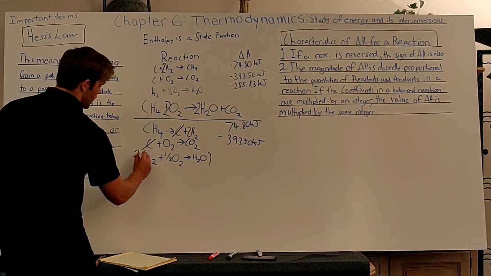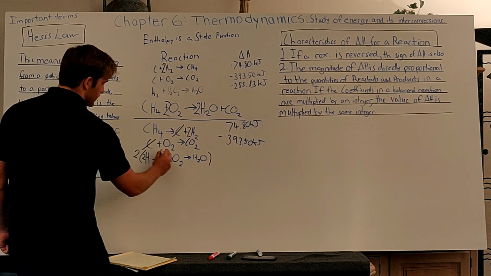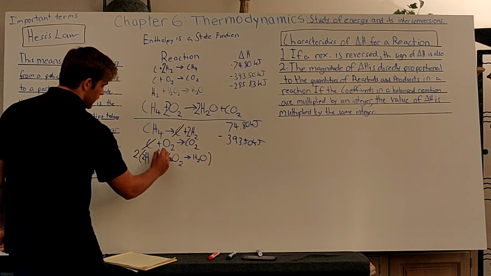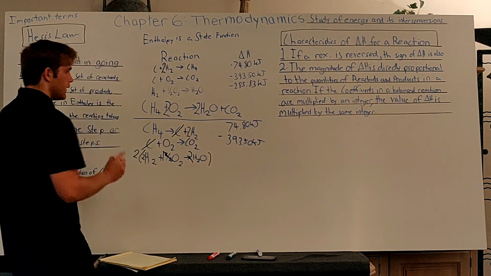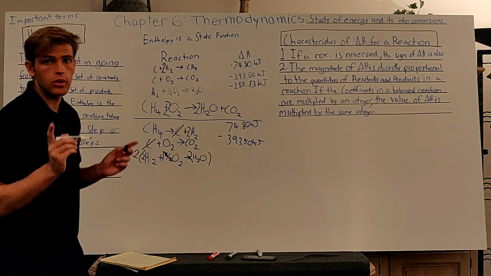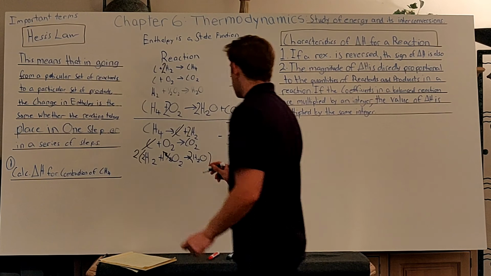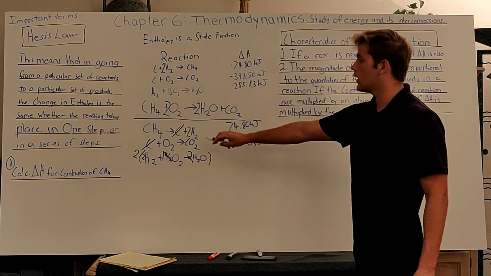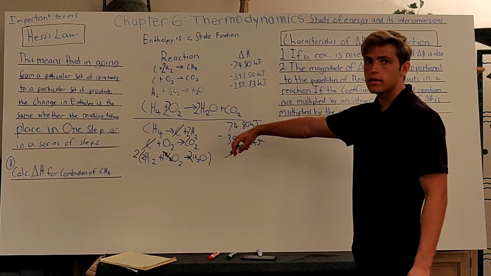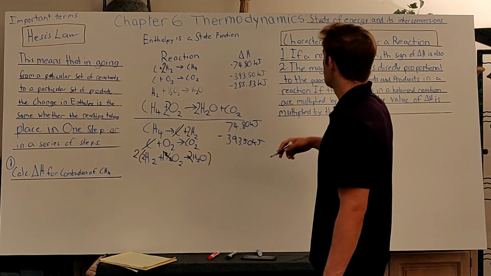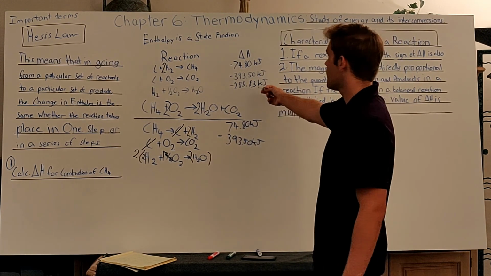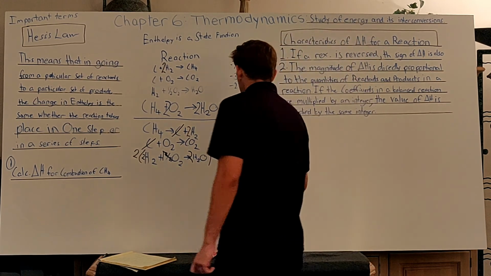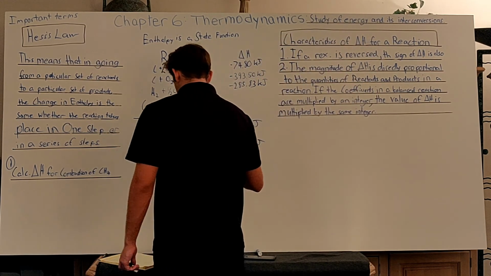That's going to put a 2 here, a 2 up here, which cancels out and becomes a 1, and then a 2 over here. Now, don't forget this, because this is the most important step. When you multiply everything, all your coefficients, all of that, your proportions, you're going to need to multiply this by 2.